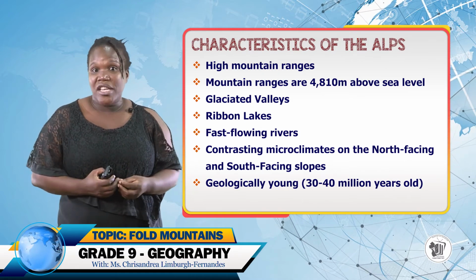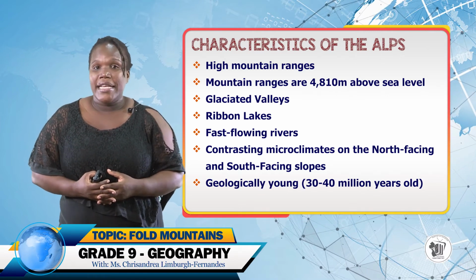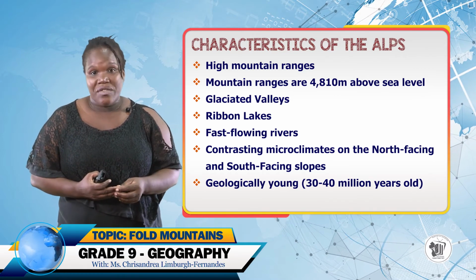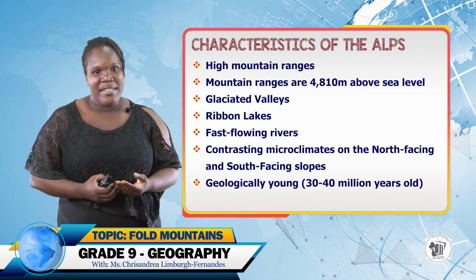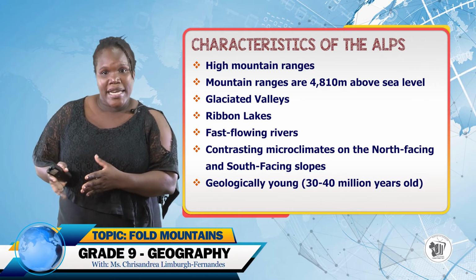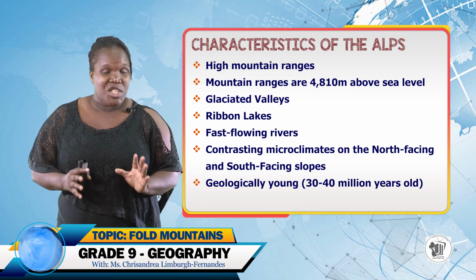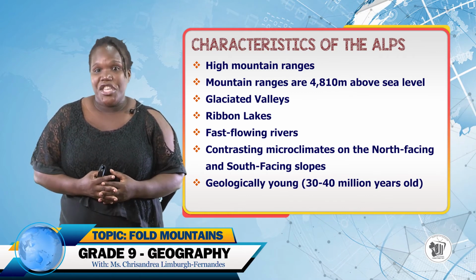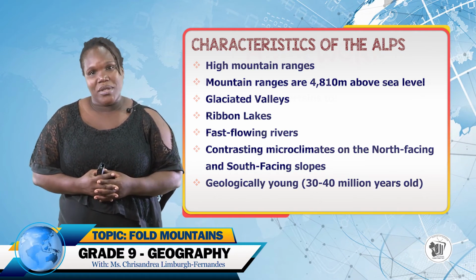Now, here are some characteristics specific to the Alps. Its mountain ranges are very high, about 4,810 meters above sea level. There are glaciated valleys, ribbon lakes, fast-flowing rivers, contrasting microclimate on the northern-facing side and on the southern-facing side, and many slopes. Geologically, this fold mountain is considered to be very young, about 30 to 40 million years old.